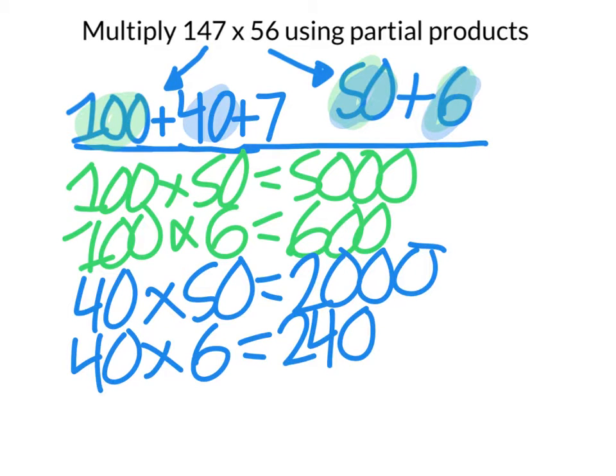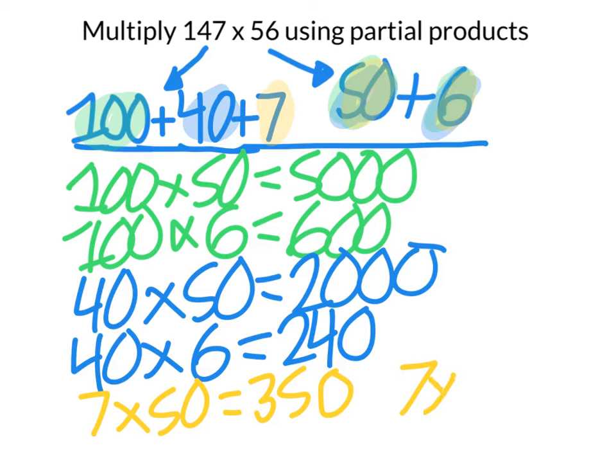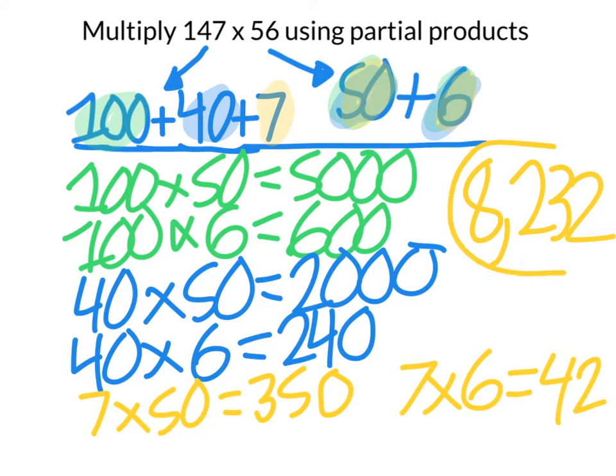And finally, we have 7 times 50 and 7 times 6. For 7 times 50, we know that 7 times 5 is 35, and then we add the 0 to the end, and then 7 times 6 is 42. All 6 of these products are our partial products, which when added together give us our whole, or our product of 147 times 56, which ends up being 8,232. And that is all you need to know for multiplication using partial products.